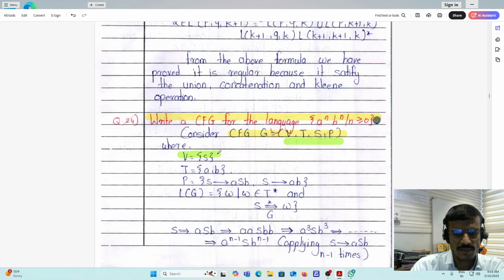So V is nothing but the capital S. We are taking terminal symbols as a, b, and P is what? S tends to aSb, that is the first production, and the second production is S tends to ab. And L of G, the language, is the set of w where w belongs to T star and S derives w in G.